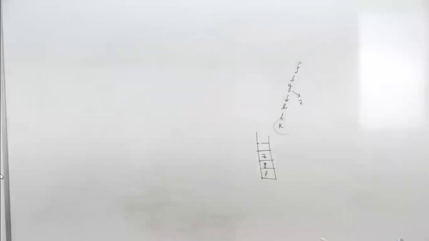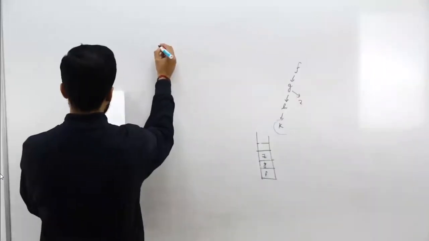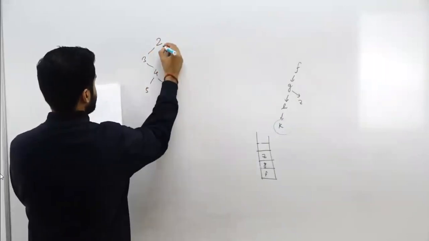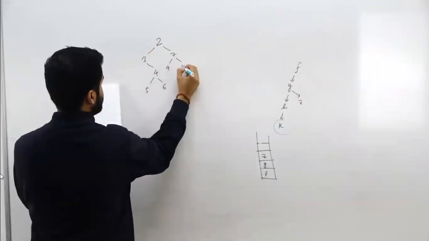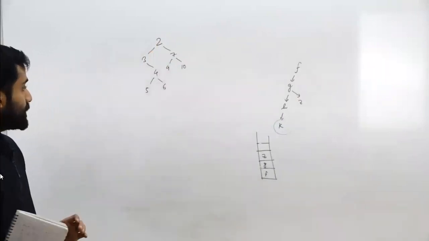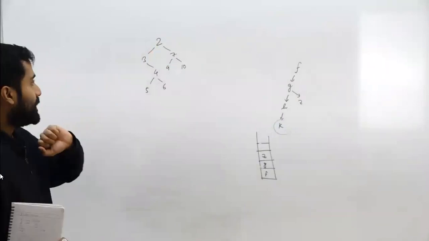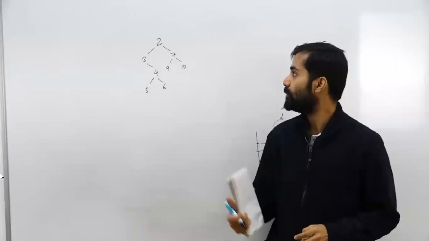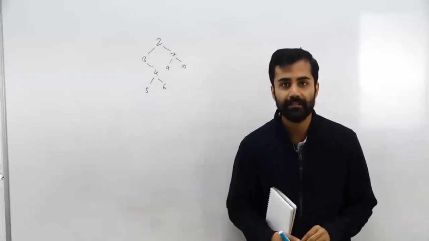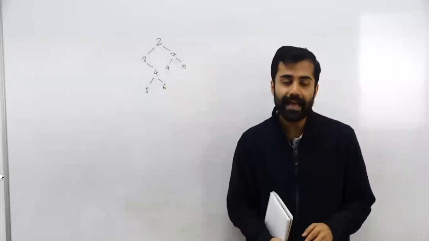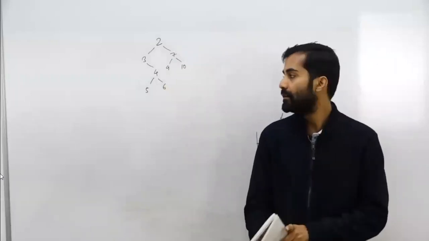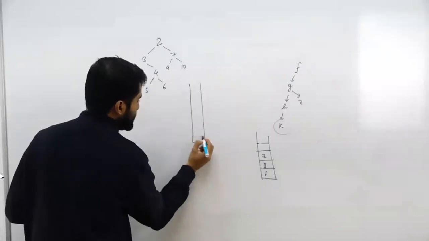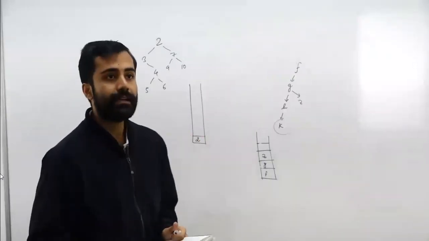Let's say we have the same kind of tree. What is the first function call that you make? The first function call is always made for the root. Your root is 2 over here, right? Cool. So what will happen is that in your stack, let's say there is some kind of stack, this 2 will get pushed. Okay, before all this, I want to ask you a question.